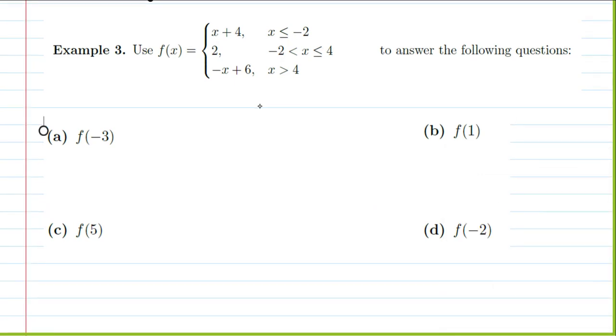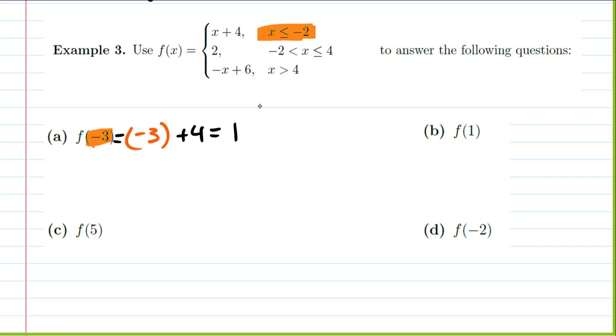So if we want to find f of -3, that's telling us we want to input -3 in for x. But since we have a piecewise function, we have to determine which domain that fits into. And we'll notice it fits into the top domain because -3 is less than or equal to -2. So that means we're going to use the top rule, which is x plus 4. So we're going to get -3 plus 4 gives us 1 for our output.